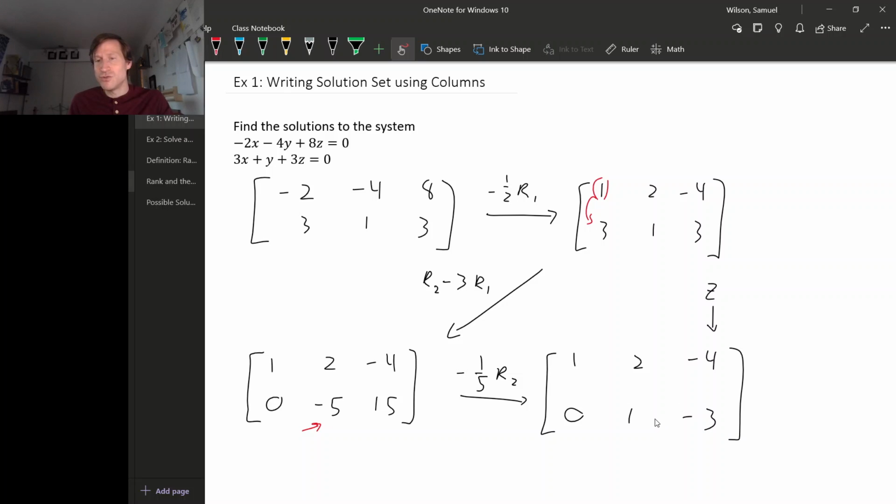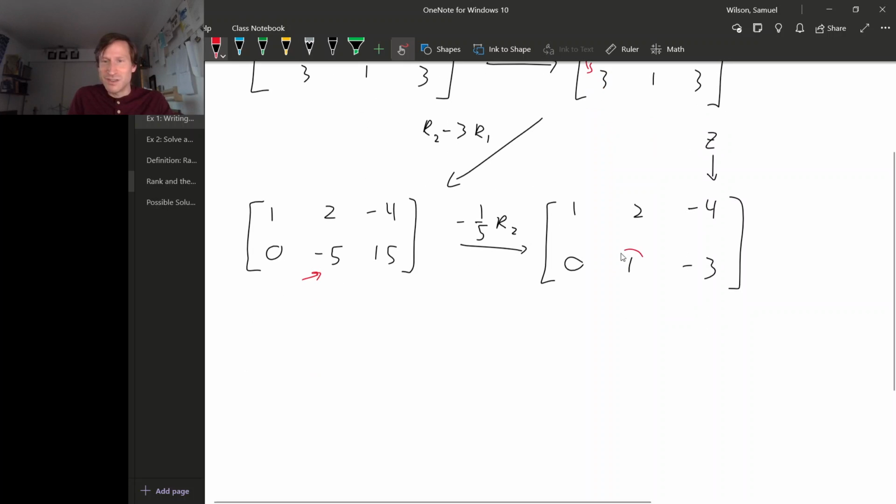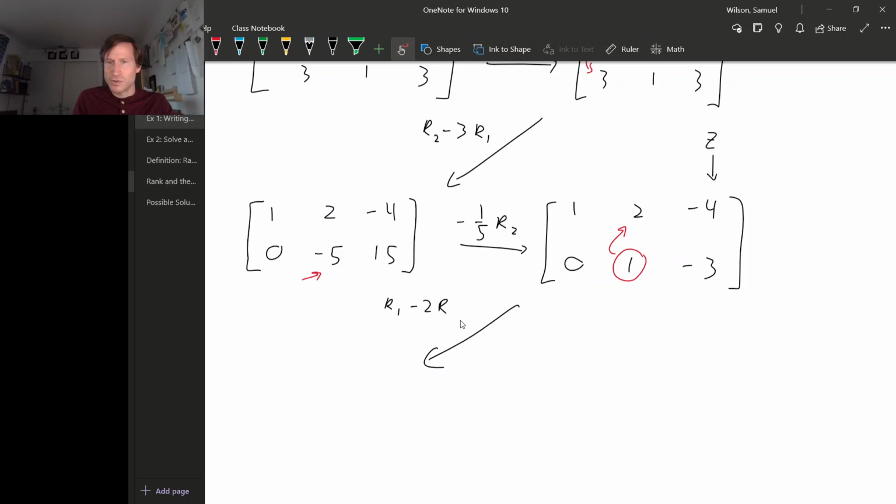The nicest way to write down a solution when you have a free variable is to go all the way to reduced row echelon form. To do that, we need to use this leading one here to zero out the 2 that's above it. So we're going to take row 1 and subtract 2 times row 2. Row 2 doesn't change. It's still 0, 1, -3. But row 1 is now 1, 0, and then -4 plus 6, so that's 2. I hope I did that arithmetic right.